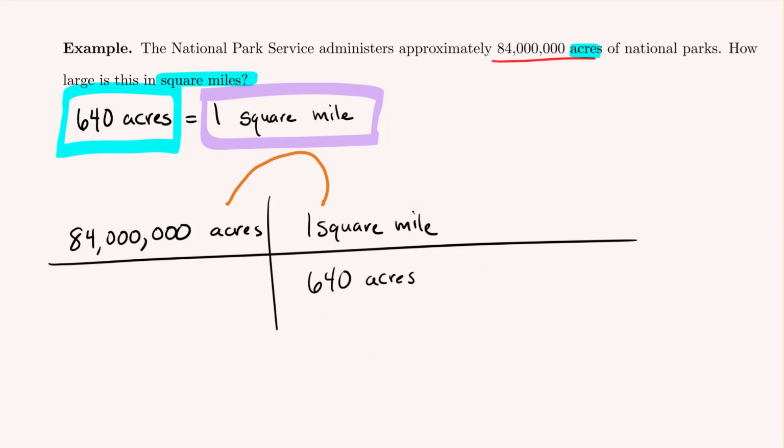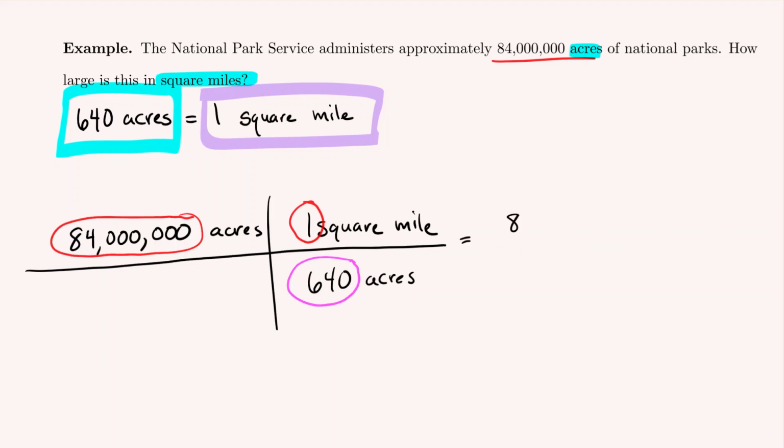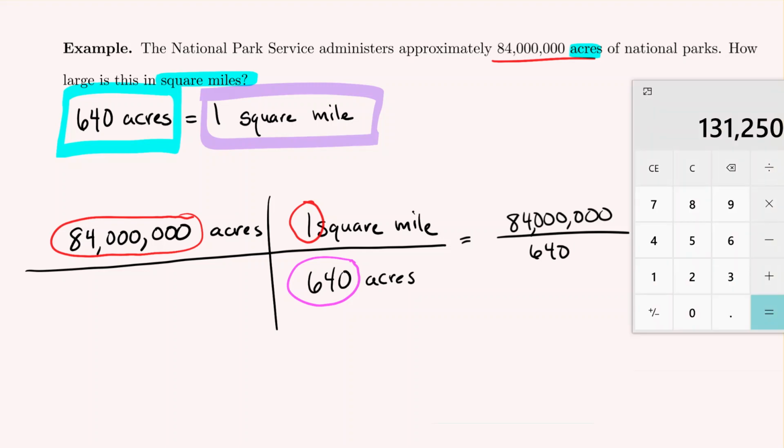And the way we would solve this problem is in this process, you always multiply the top numbers and then divide by the bottom number. And that will make sure you end up converting things correctly. So 84 million multiplied by 1 is still 84 million. We divide that by 640. And we would get 131,250 square miles as our answer.